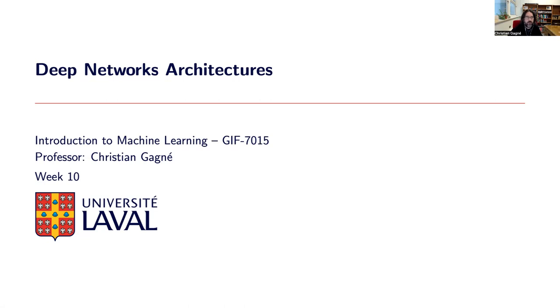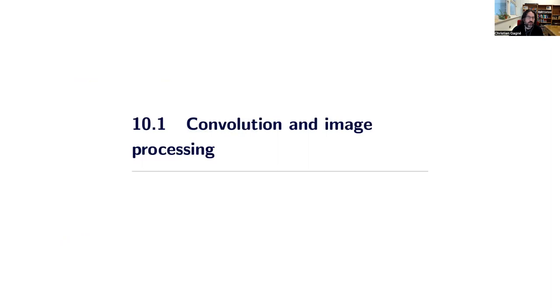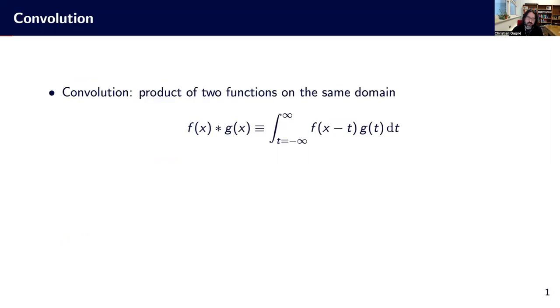Today we will see different deep network architectures. But let's start with the notion of convolution, which is quite common in image processing. When we are doing a convolution, we are doing, in fact, the product of two functions on the same domain. So it is illustrated here. This is the general formulation with an integral.